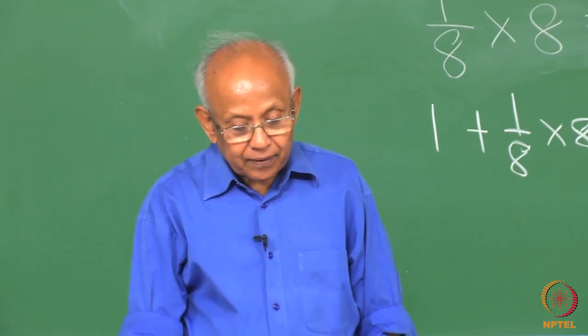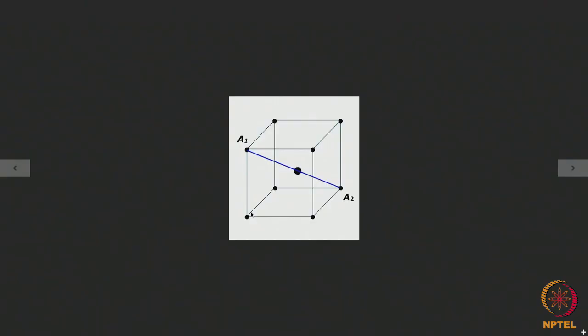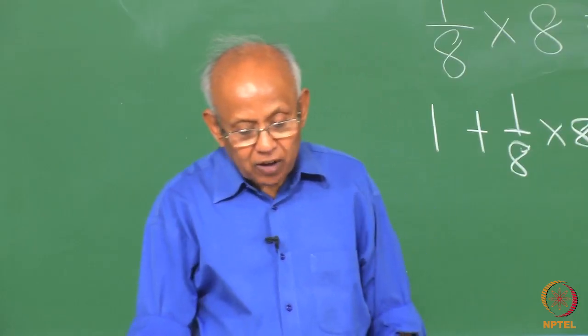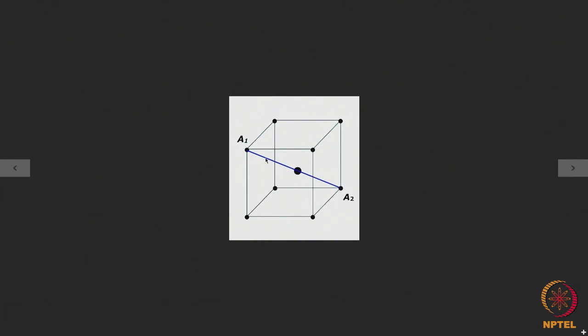Now, if we consider a primitive cubic unit cell like this, we consider the point A1 over there. We know that there will be a point A2 on the other side. So, in this particular case, we say that there is a center of symmetry in this unit cell. So because of the center of symmetry, if you have a point over here, you will have another point on the opposite side.